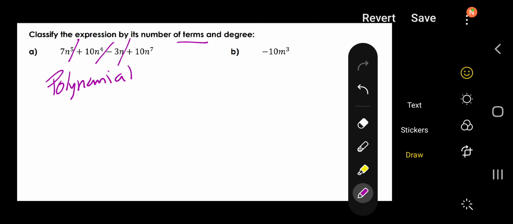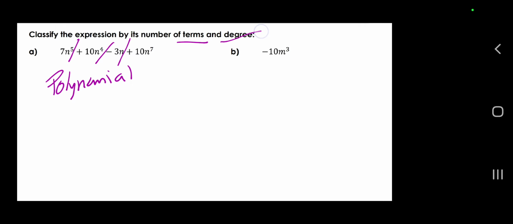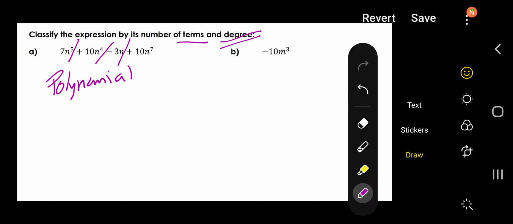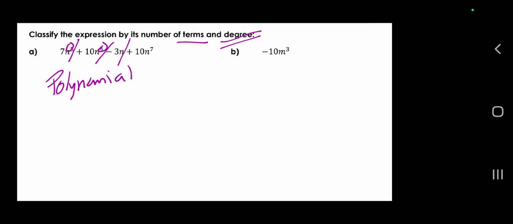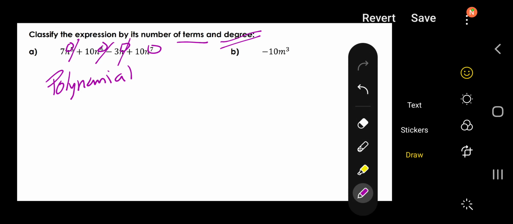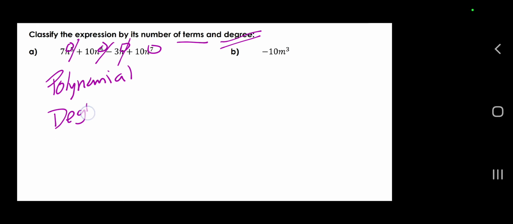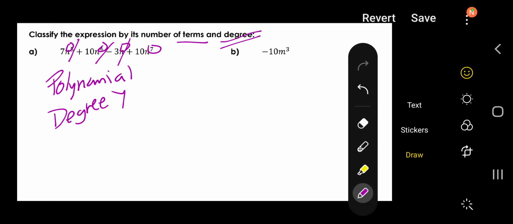Yes, my handwriting is worse on a phone. If I'm going by degree, remember you're looking at the exponent of each. So you have 5, 4, 1, and 7. Okay, the 7 is the biggest exponent there, so I would just say it's a degree 7. And that's it. It's a polynomial of degree 7.